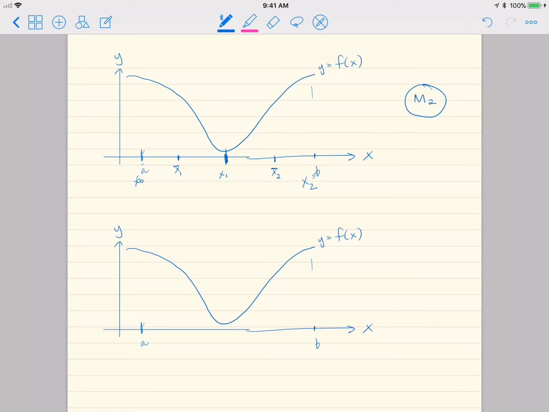Okay, we would find the height of f of x1 bar, f of x sub 1 bar and f of x sub 2 bar. Okay. And then we would use that height to determine the height of our approximating rectangles. So we would say from here to here and then slightly lower from here to here.